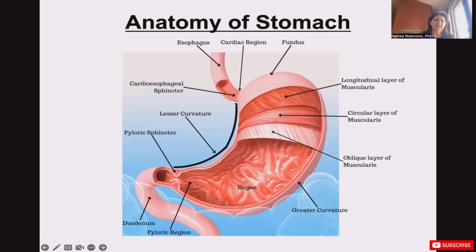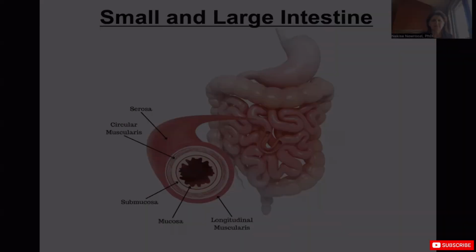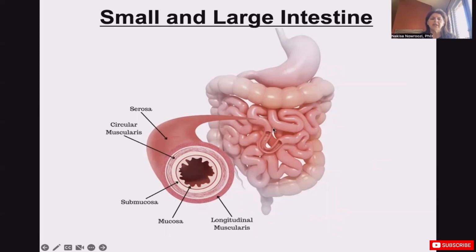You have another sphincter here between the esophagus and the cardiac region of the stomach. It's called the cardioesophageal sphincter. Here we're looking at the small and large intestine, the wall of them.